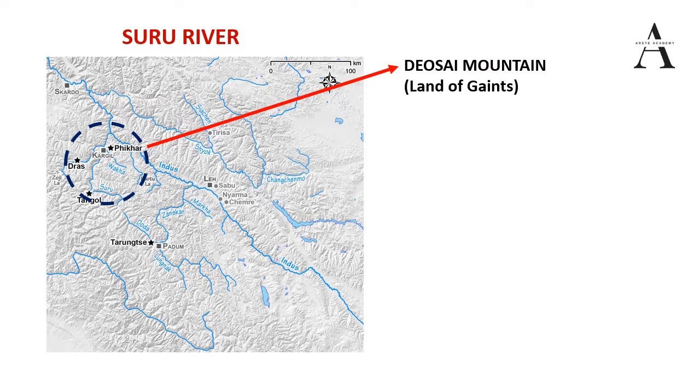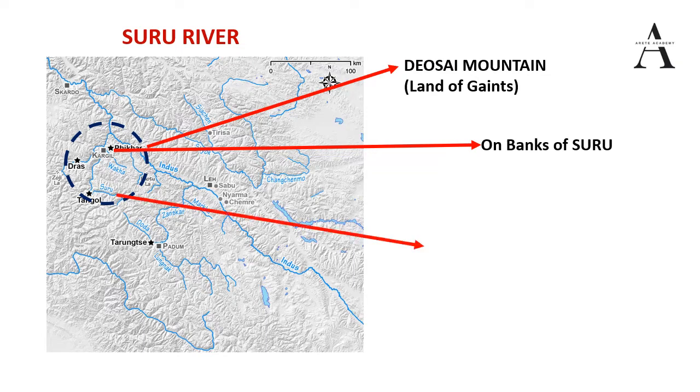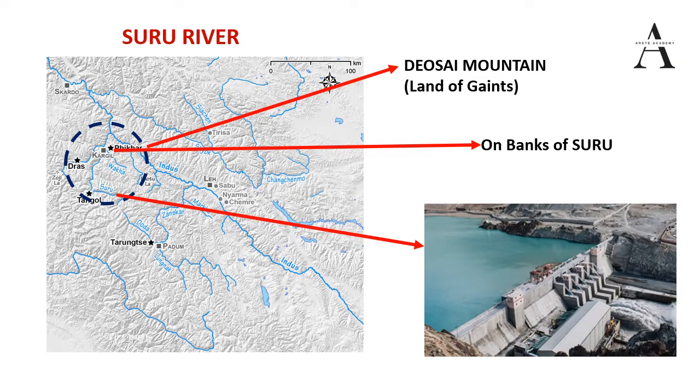The weather is quite unpredictable here. Sometimes it starts snowing in summer as well. Also, the famous location Kargil is located on the banks of Suru River, and there is one dam, Chutak Dam, built over the Suru River. Also, Burzil La Pass lies on the path of Suru River.